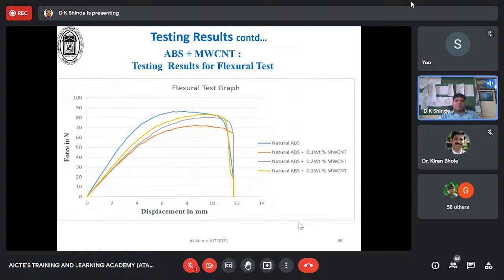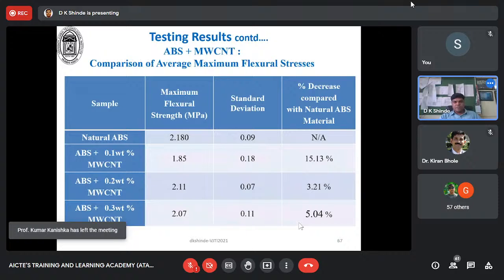Similarly, we also did the flexural test for the rectangular samples, and the natural ABS has shown more flexural strength, whereas with the addition of CNTs the flexural strength continuously reduced. That shows that the more CNT is added, the more chances to reduce the flexural strength, due to the brittleness of the specimen from adding more CNT. So this is how the drop in the first, second and third has been compared in this table for the flexural strength.